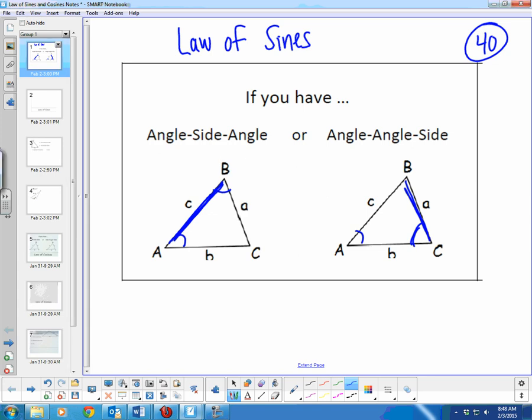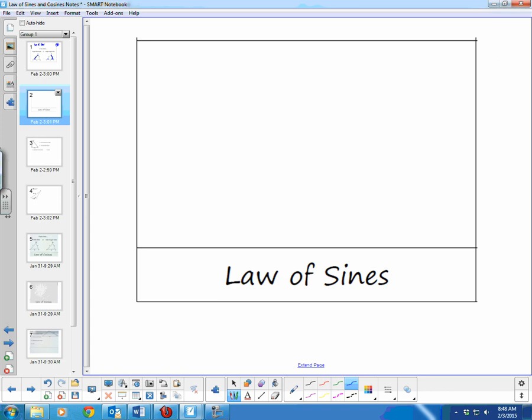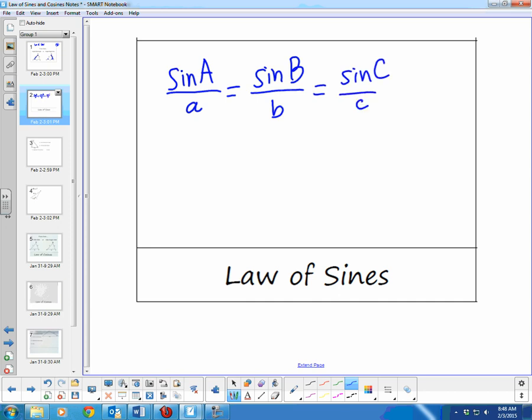So this is the formula for law of sines. Go ahead and open up your notes at the bottom here. It's the sine of angle A over side A, so that's going to be lowercase a, equals sine of angle B over side B, which is also equal to the sine of angle C over side C.